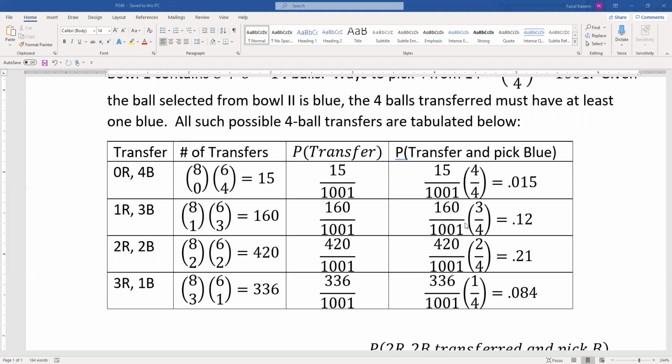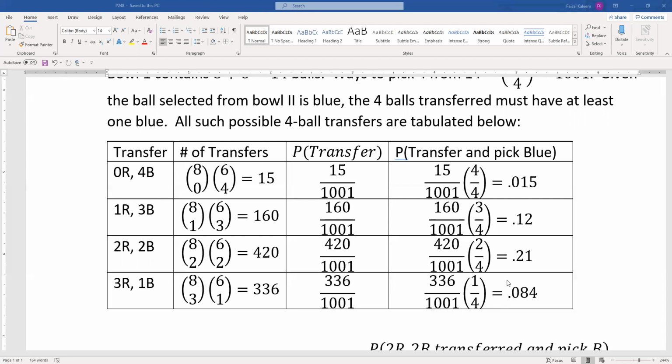In this case, the probability of transfer and pick blue, so the transfer is 160 over 1001. And then picking blue after the transfer would be 3 out of 4, because in this case, 3 of the 4 transferred balls are blue. Similarly here, 2 out of 4 and 1 out of 4.